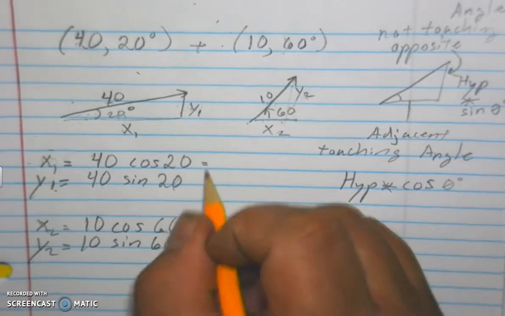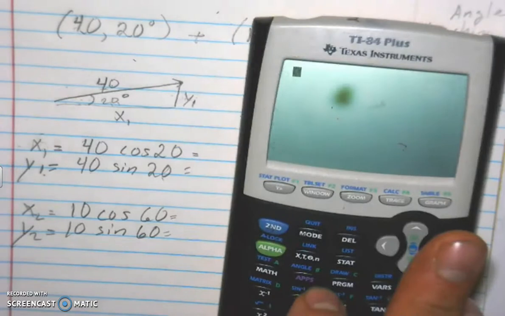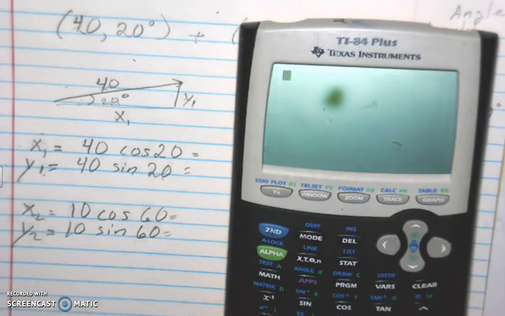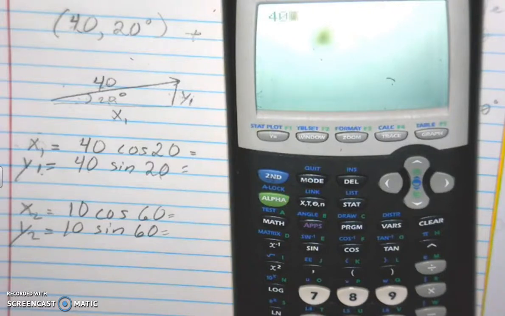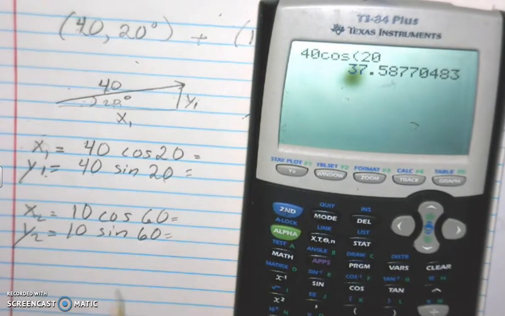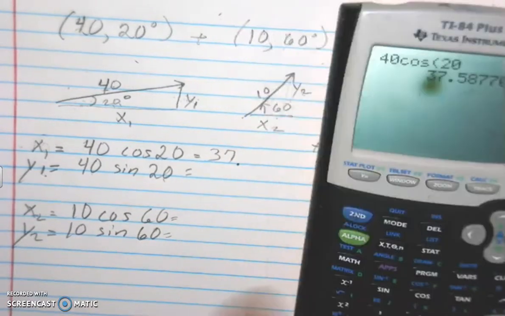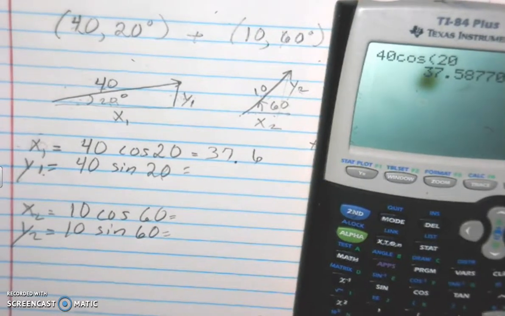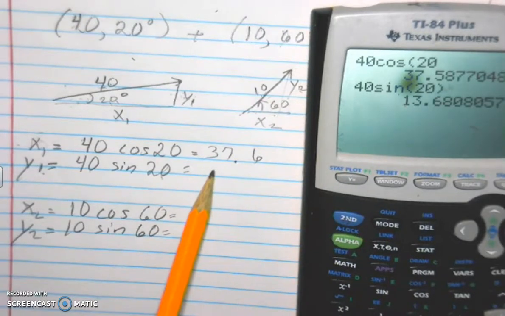Alright. If I'm using the calculator, okay, 40 cosine 20, 37.6 if I round. 40 sine 20, 15.7.